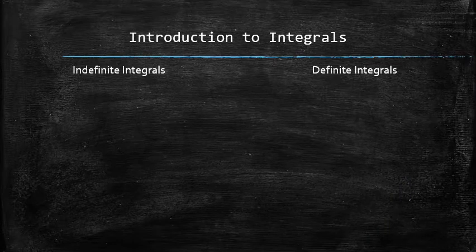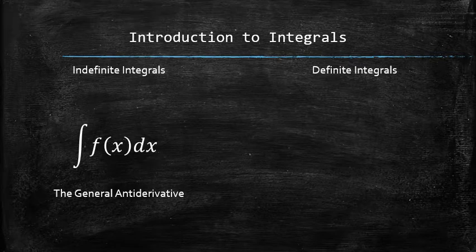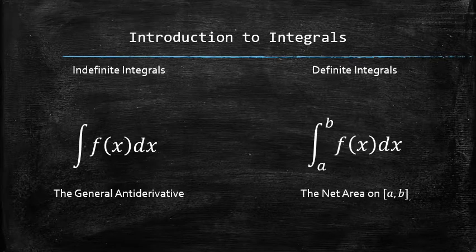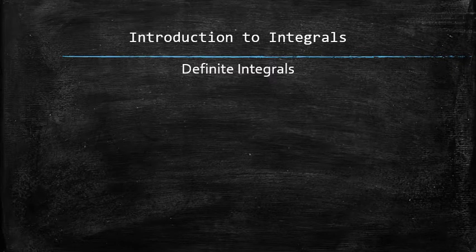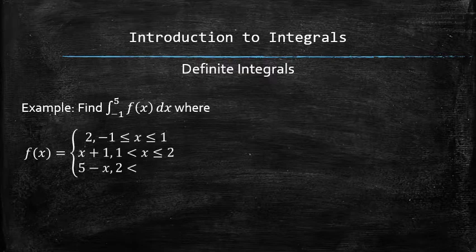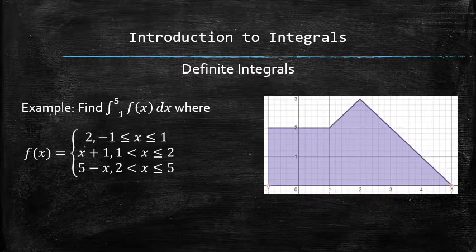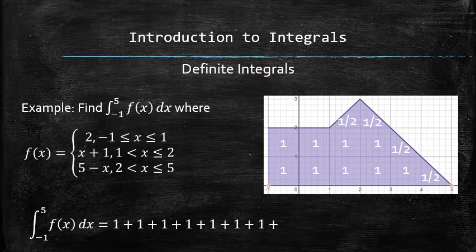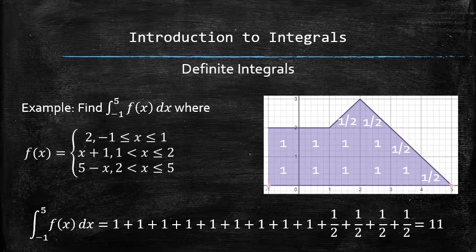In summary, to find the indefinite integral means to find the general antiderivative, and to find the definite integral means to find the limit of the Riemann sum or the net area on the interval from a to b. So, for example, let's find the integral on the interval from -1 to 5 of the following function with the following graph. We simply compute the area between the graph and the x-axis within the provided boundaries. Therefore, the definite integral of this function is equal to 11.